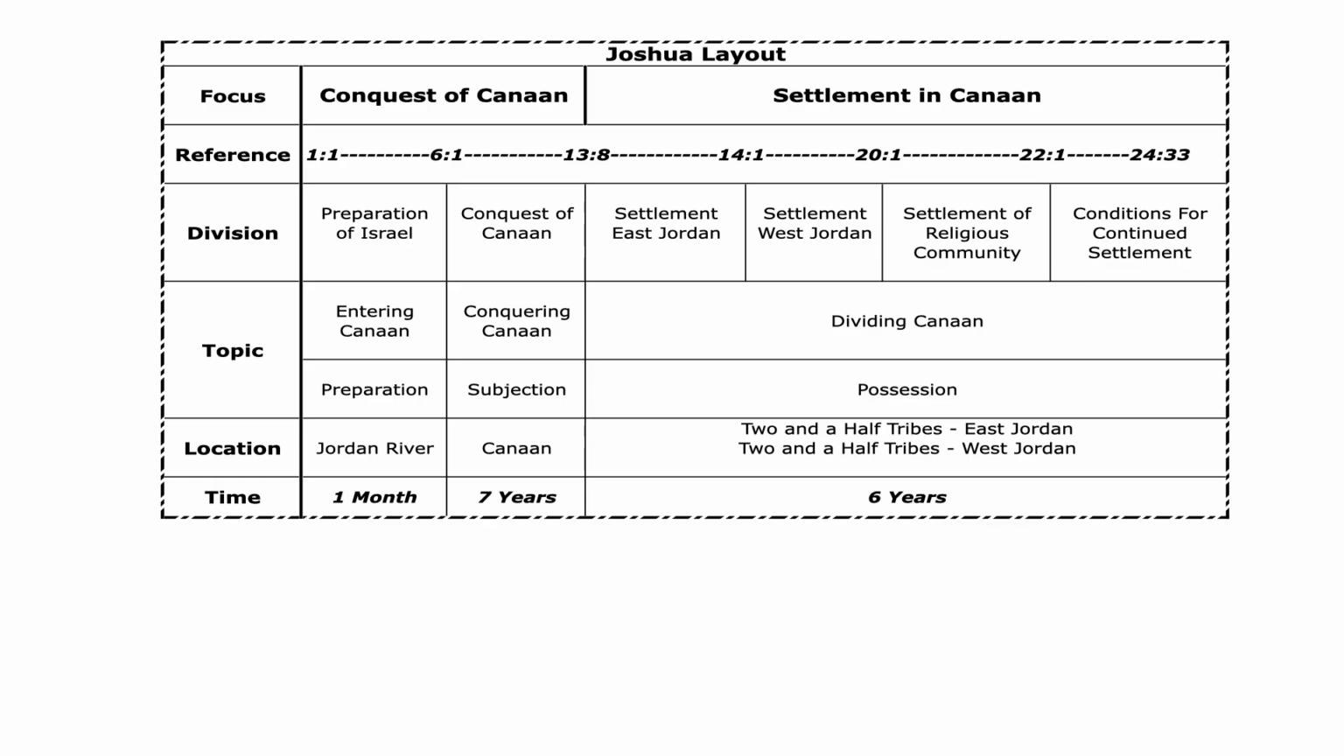Another way I've shown the overview for a long time is with this chart. The conquest of Canaan up to chapter 13, verse 8, then settlement in Canaan. Settlements east of Jordan, settlements west of Jordan, settlement of the religious community and conditions for continued settlement, or we call it the dividing of Canaan. We already know that 2.5 tribes were on the east side of the Jordan, 2.5 tribes on the west side of Jordan. 6 years to settle the land, 7 years for the conquest, and then 1 month of preparation that will be in the first 5 chapters, the preparation.